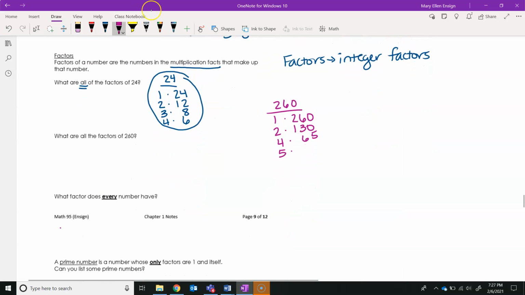Factors are the numbers in the multiplication facts that make up that number. So what are all the factors of 24? Okay, now when I say multiplication facts here and factors, we just want integer factors. So I don't want to know in this list 2.5 if that's a factor, right? I just want integers.